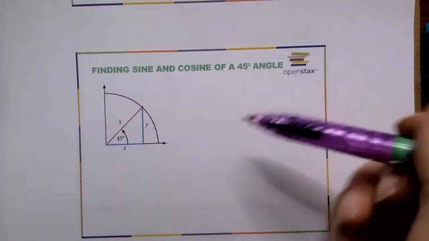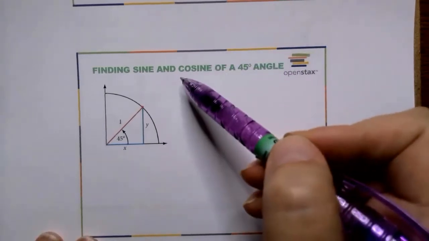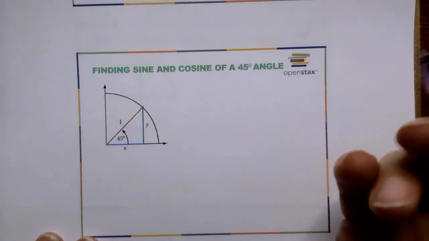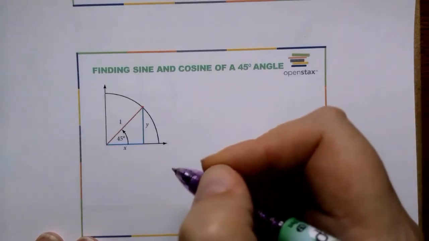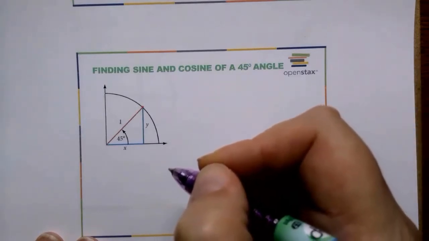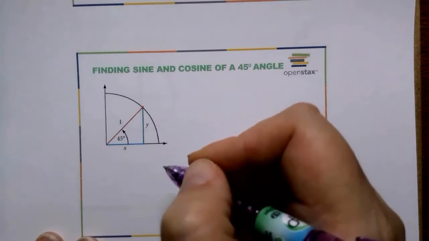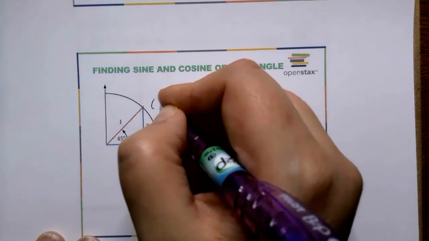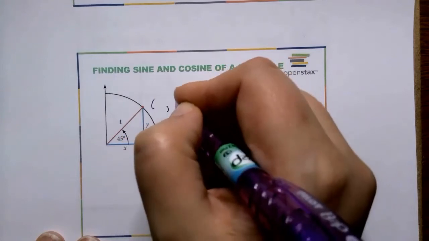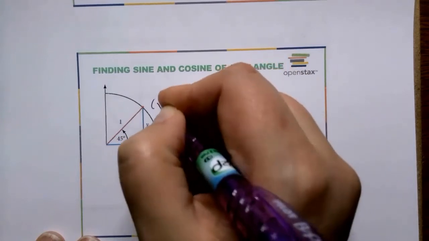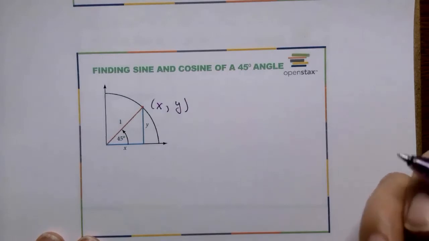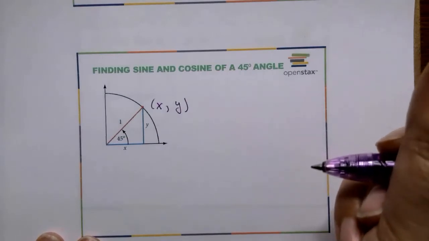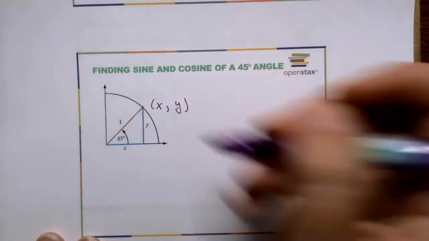So here we have a triangle, an angle of 45 degrees. We also know this angle as pi over 4. And again, the sine is the y value, and the cosine is the x value of that angle. Okay, so what are the coordinates here?